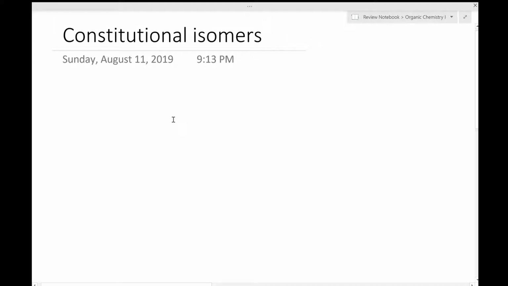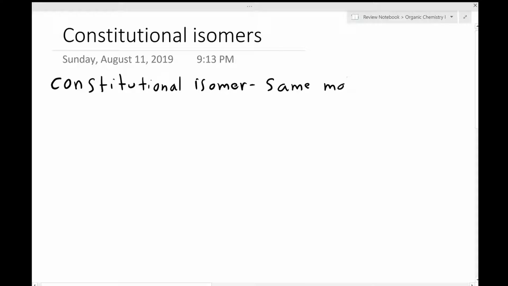Alright, hello everyone. Gonna do a little quick video on constitutional isomers, and we'll do some practice on finding all the constitutional isomers. So, what is a constitutional isomer? Basically, a constitutional isomer has the same molecular formula, but different arrangement of atoms. Different atom arrangement, we'll go with that.